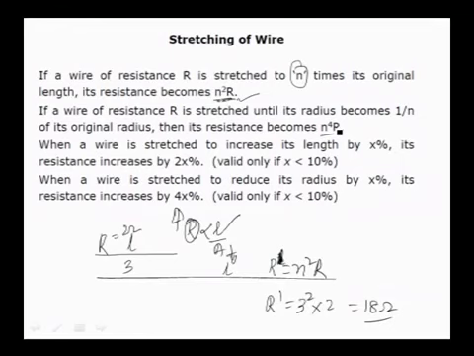Similarly, they are given in terms of percentage. When a wire is stretched to increase its length by x%, the resistance increases by 2x%. Similarly, in terms of radius, when a wire is stretched to reduce its radius by x%, its resistance increases by 4x%. This is the concept related to the stretching of the wire. We can easily solve by taking the help of these 4 parameters.